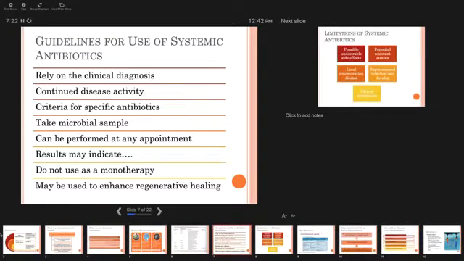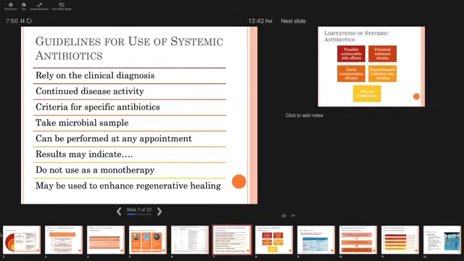So we have some guidelines for use of systemic antibiotics. We rely on that clinical diagnosis, the continued disease activity. We're looking for criteria for specific antibiotics. We may take microbial samples. We can perform these at any appointment. And then the results may indicate that something is needed.